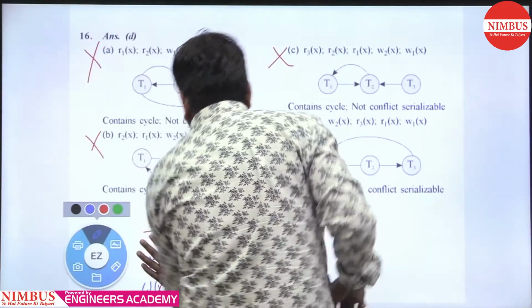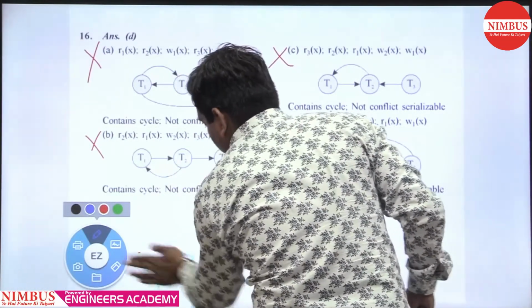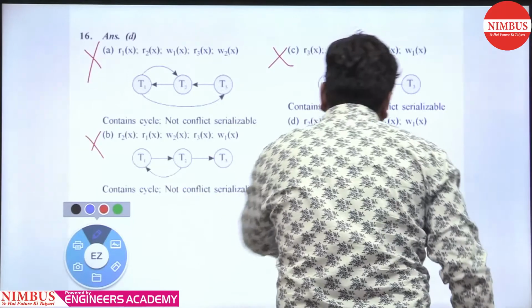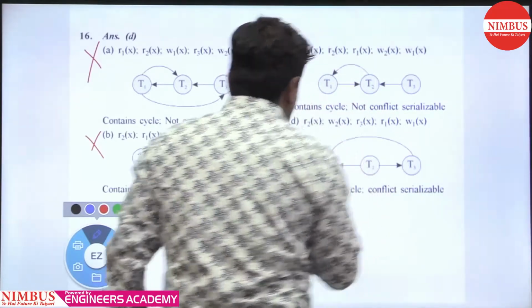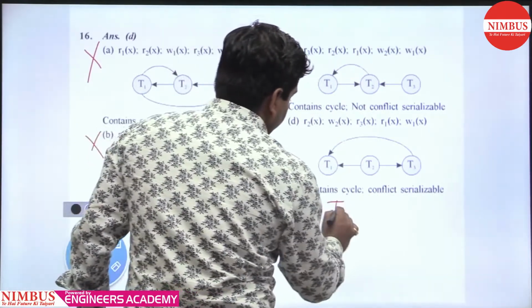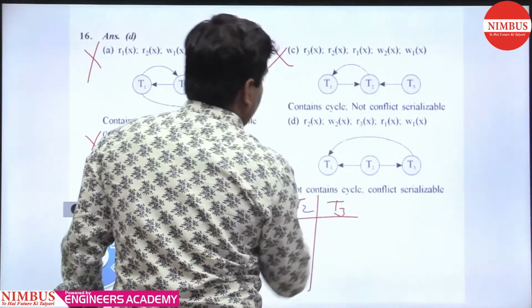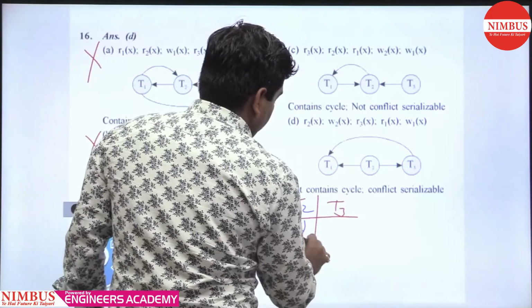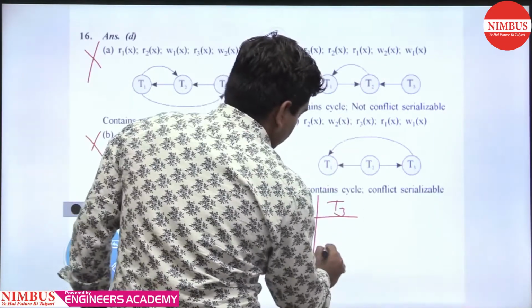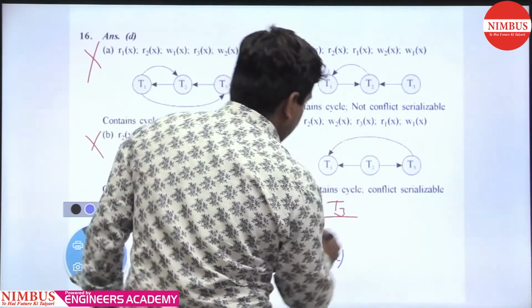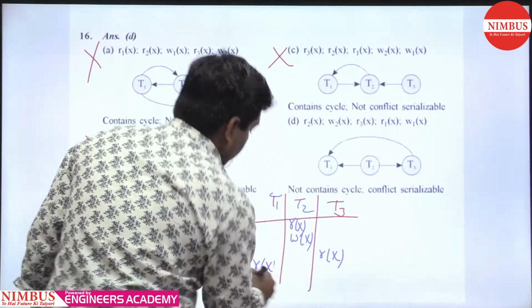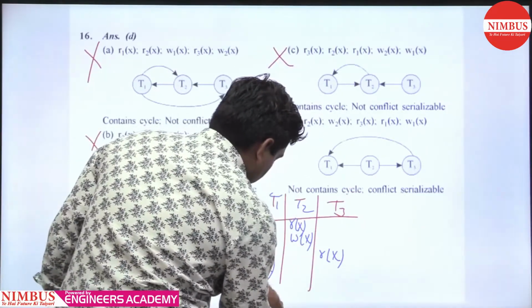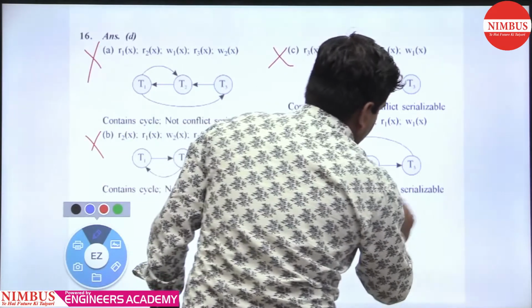So the answer may be D, or none of them we can say, but none of them is not in the answer, but anyway we will check it. Read X, write X, read X, R1X, W1X. We make a graph.